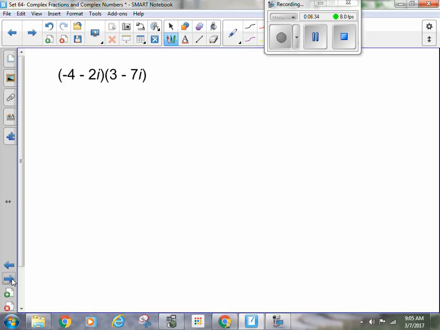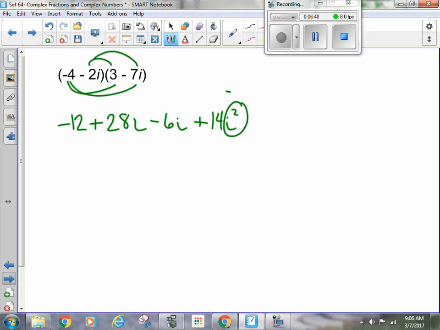Okay, so if we go ahead and FOIL again, we get negative 12. Negative times the negative turns into a positive 28i. We get a negative 6i, and negative times the negative turns into a positive 14i squared. Remember, i squared is going to become negative 1, so I can think about this as negative 14. So I add my like terms, and I get negative 26. Now, the real part of this complex number comes first, and then your imaginary part is second.